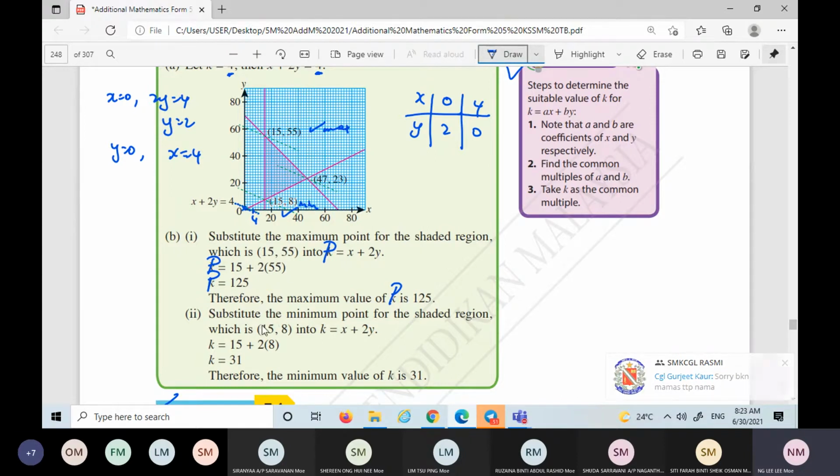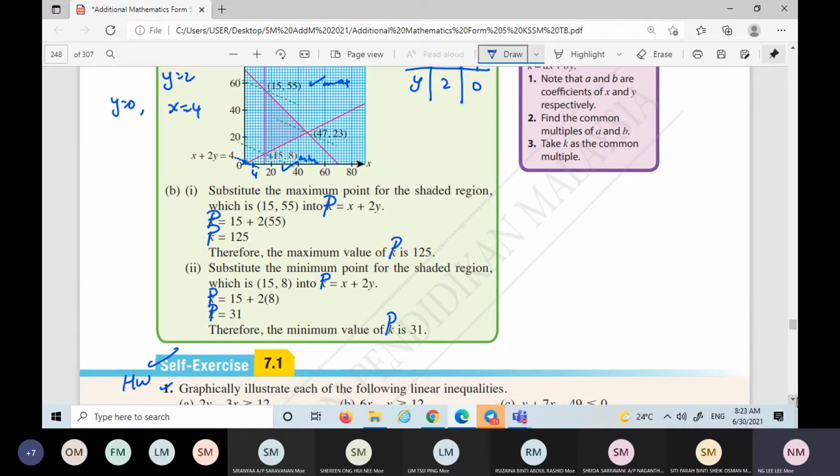Then minimum. The minimum is the first point it enters the region, (15, 8). Then same thing, substitute inside the function of p. So the minimum value is 31. If this is asking, for example, the profit, it means the maximum profit will be 125 and the minimum profit will be 31. This is the meaning. Maybe you cannot see the clear picture yet. We try a few more examples. After a few tries, I think it should be okay.